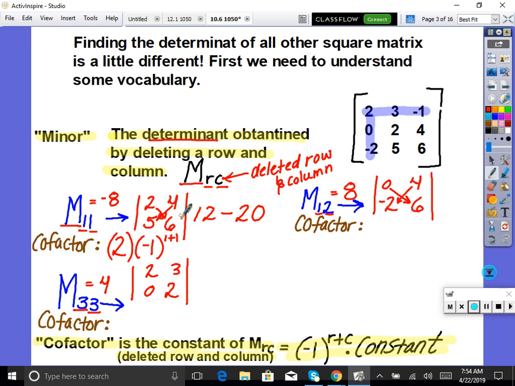So mathematically we have 2 times negative 1 squared. Isn't negative 1 squared 1? So positive 1 times 2 is just 2. That would be our cofactor, positive 2. So you should be writing down that formula: the constant of intersection times negative 1 raised to the row plus column number.